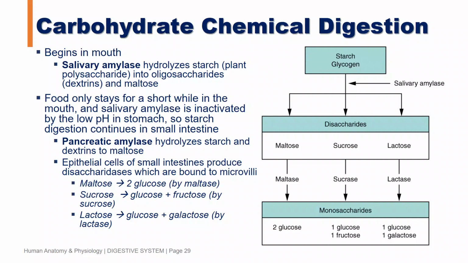Then the epithelial cells of the small intestine produce disaccharidases, which are bound to microvilli. Maltase will convert maltose to 2 glucose. Then sucrase will break down sucrose to produce 1 glucose and 1 fructose. Then lactase will break down lactose to 1 molecule of glucose and 1 molecule of galactose.